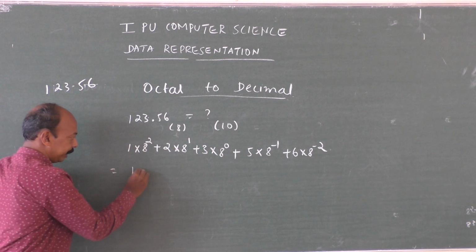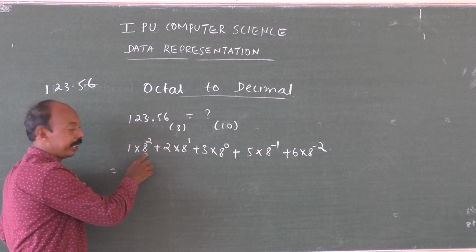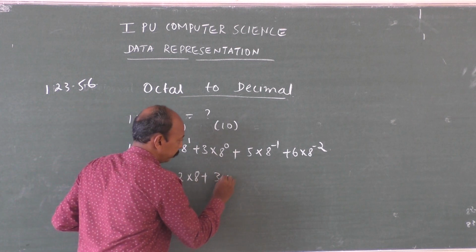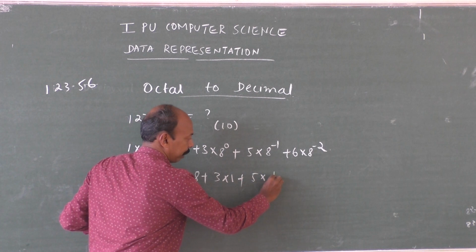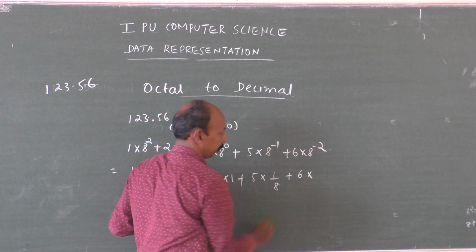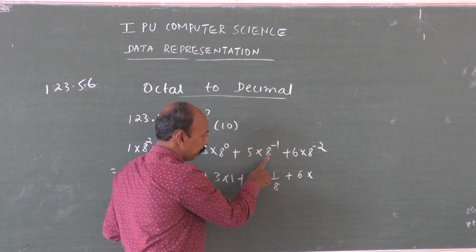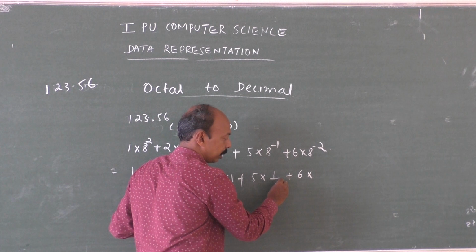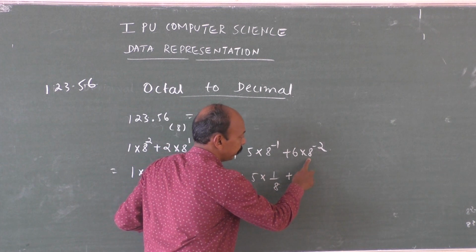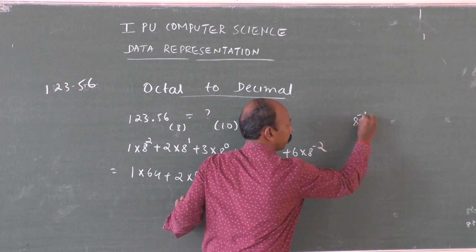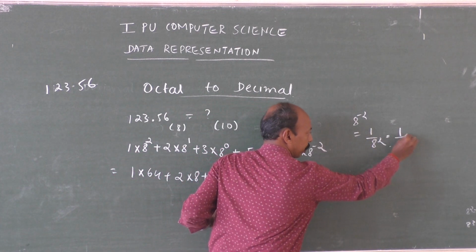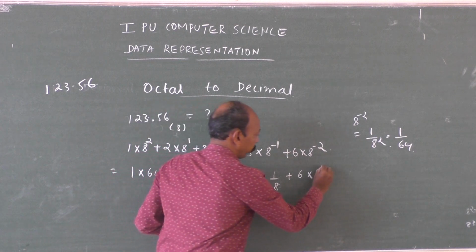which could be written as 1 into 8 squared, 8 into 8, 64, plus 2 into 8 plus 3 into 1 plus 5 into 1 by 8 plus 6 into 1 by 8 squared. Why have we written 8? 8 to the power minus 1 is 1 by 8 to the power 1. 8 to the power 1 is 8 itself. 8 to the power minus 2 could be written as 1 by 8 to the power 2. 1 by 8 to the power 2 is 1 by 64.